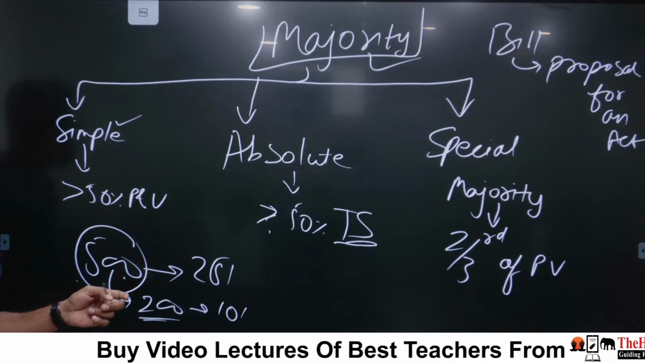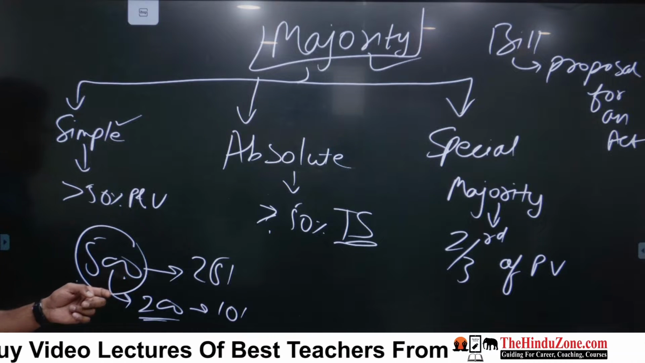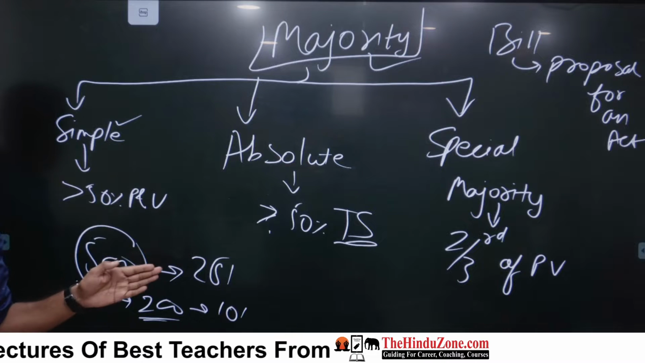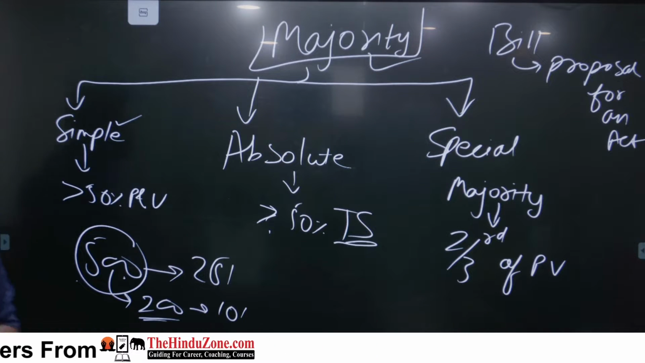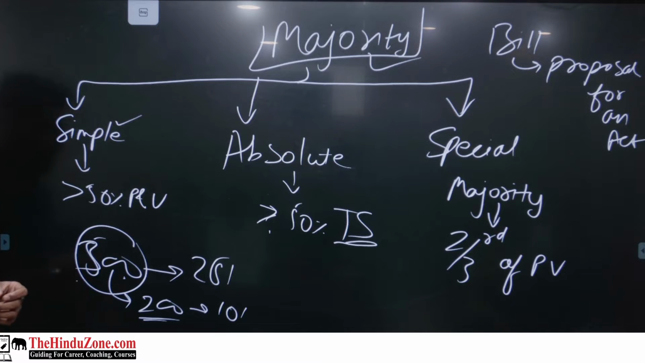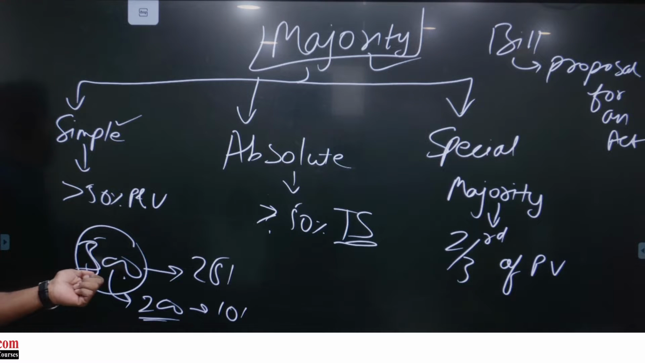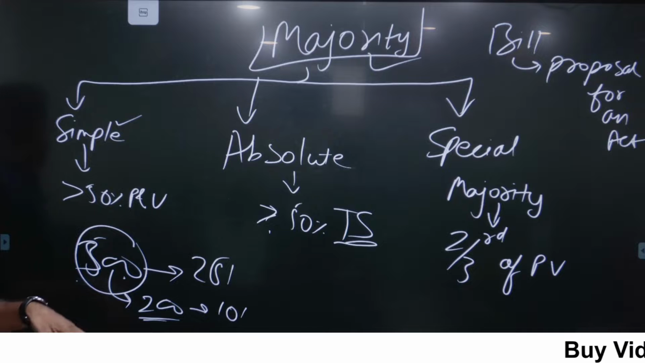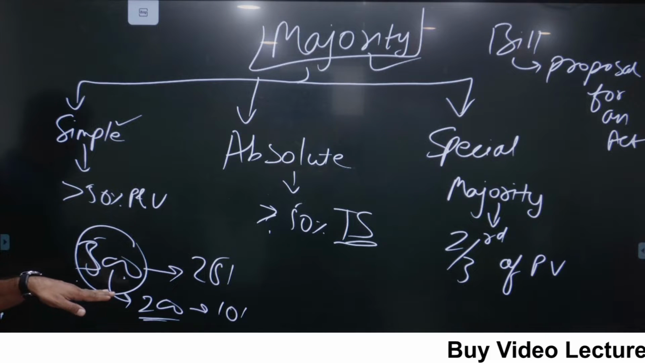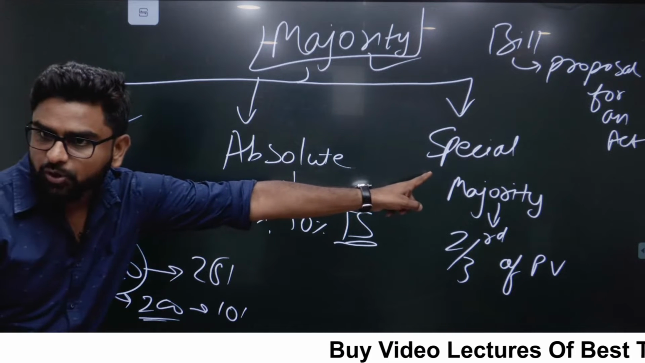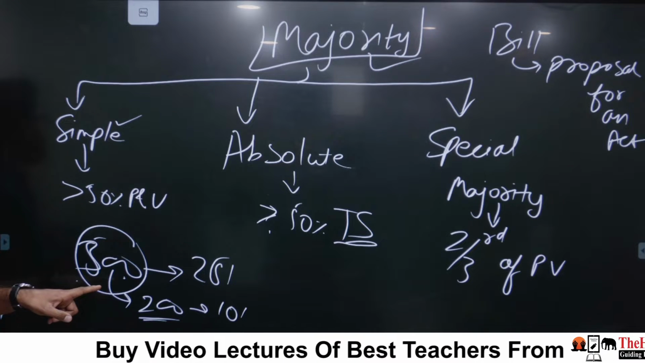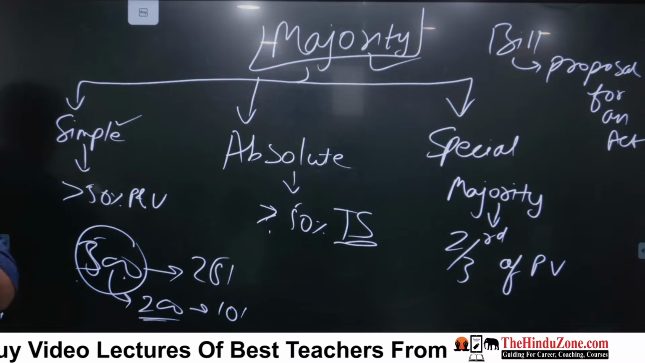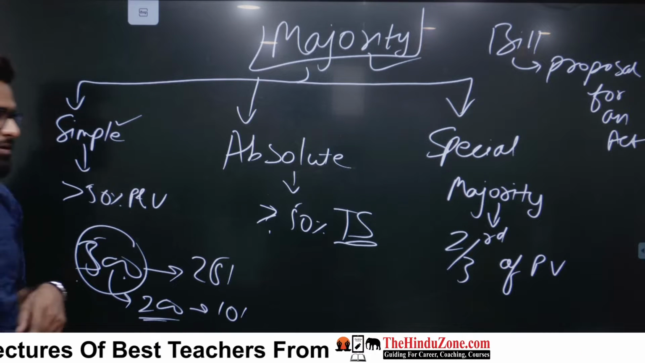300 and more than 2/3. For ease of calculation, let's take 300. With 300, everyone can tell how many votes are required. How many votes are required to pass a bill by special majority which has 300 members in the house? 201. One vote extra is required.